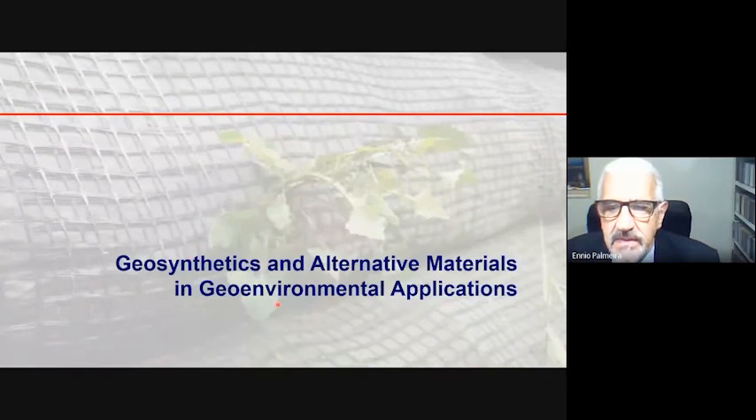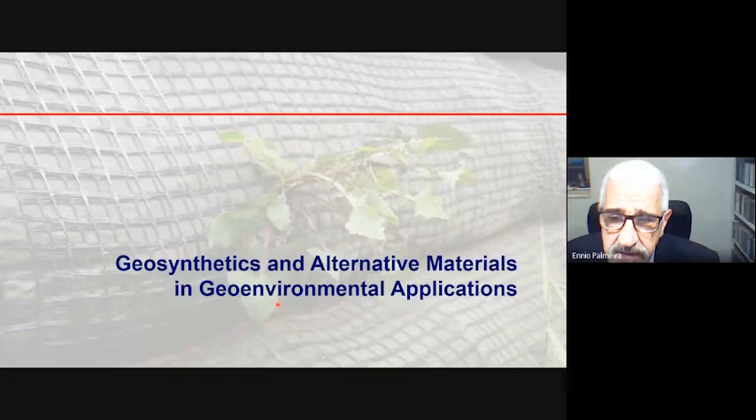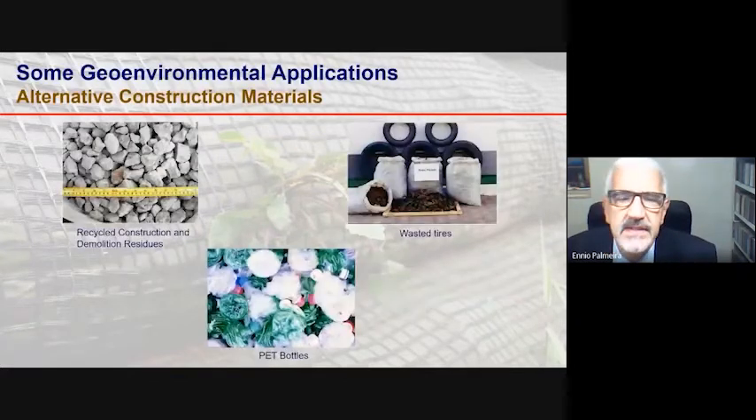Let's see now the combination of geosynthetics and some alternative materials, and some environmental applications. Here you see the alternative construction materials that we can think of: recycled construction demolition residues, again, waste tires, the whole tire or tire chips, or for instance compressed PET bottles, to function in a similar way as stones or gravel.